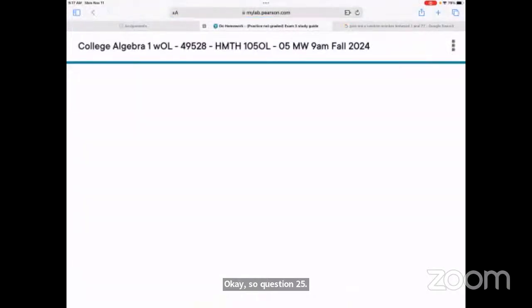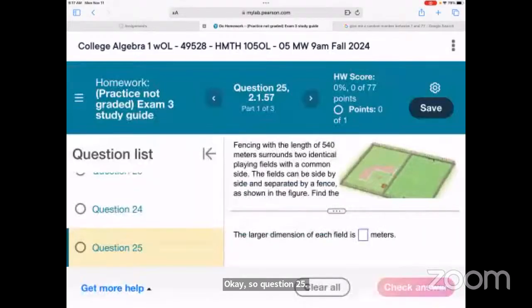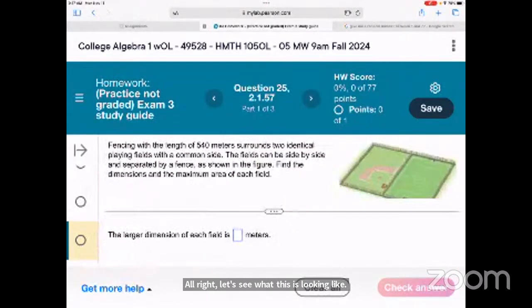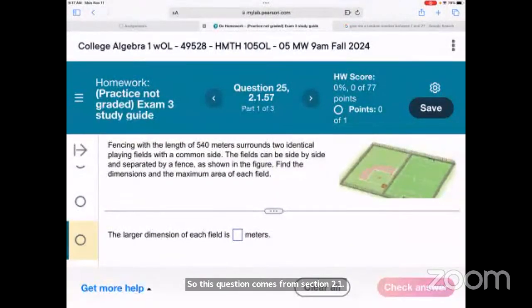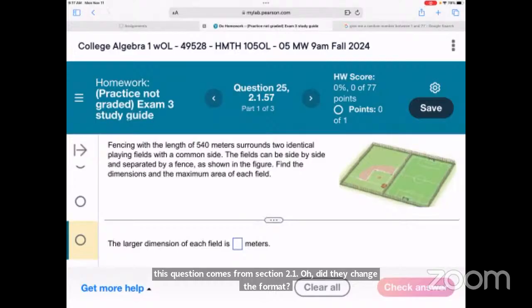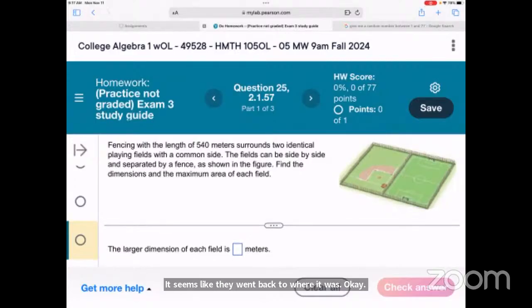All right, let's see what this is looking like. Let's go here. Oh, this is a fun one. This question comes from section 2.1. Oh, did they change the format? Seems like they went back to where it was. Okay, that helps. This question comes from section 2.1, question 57. I think we're going to need some notes here.